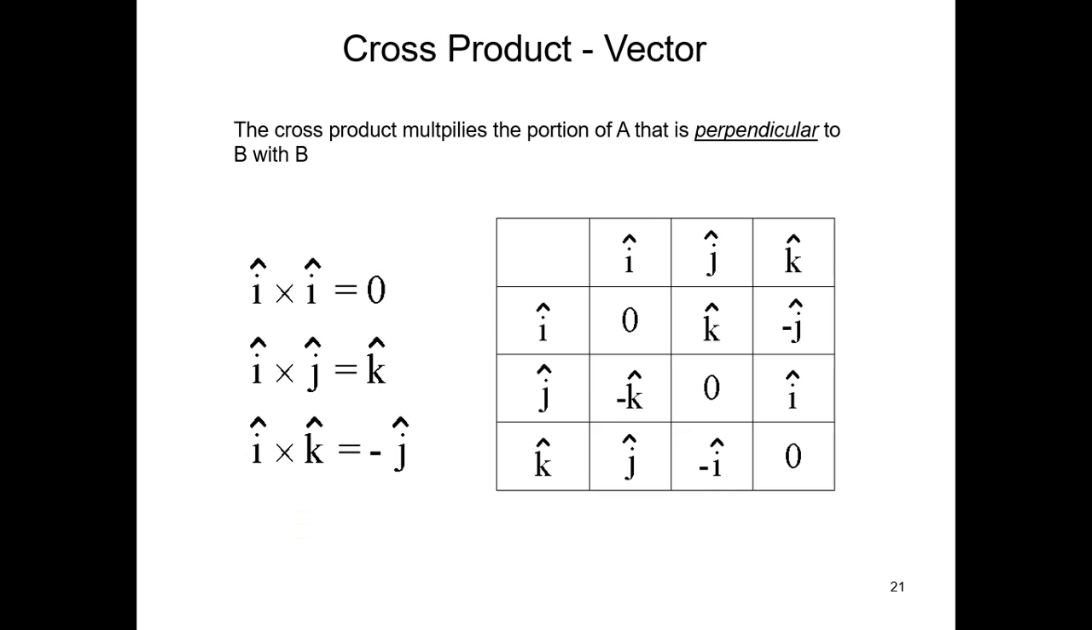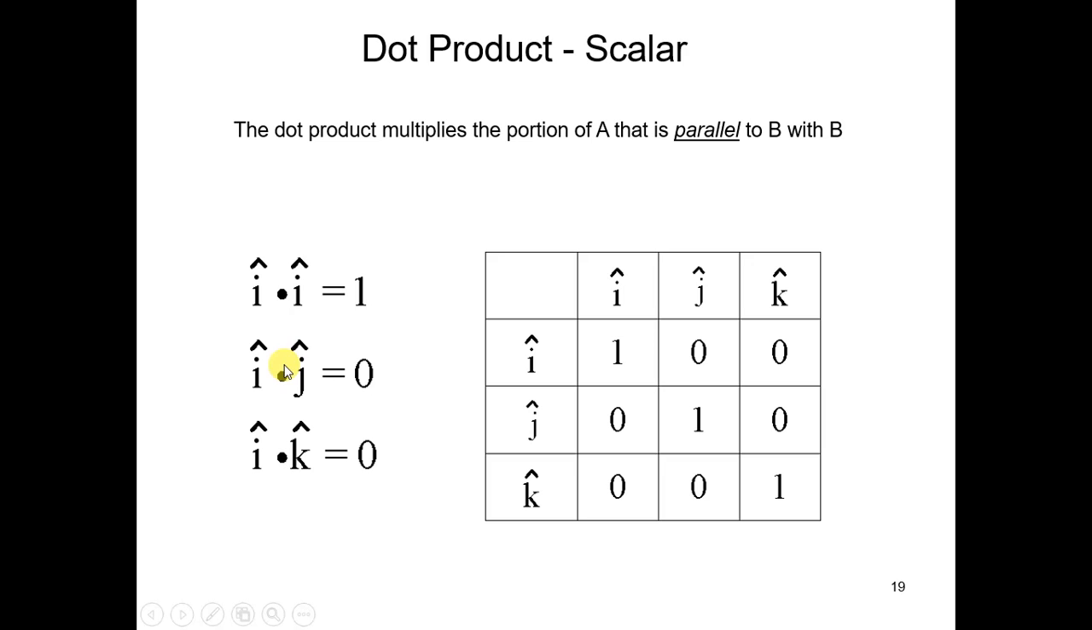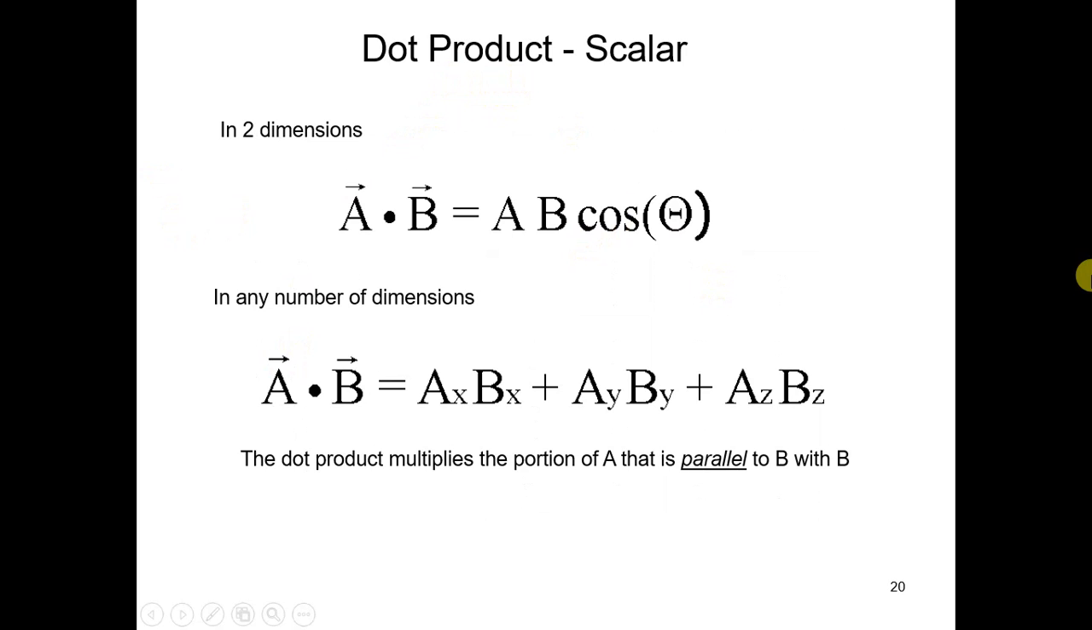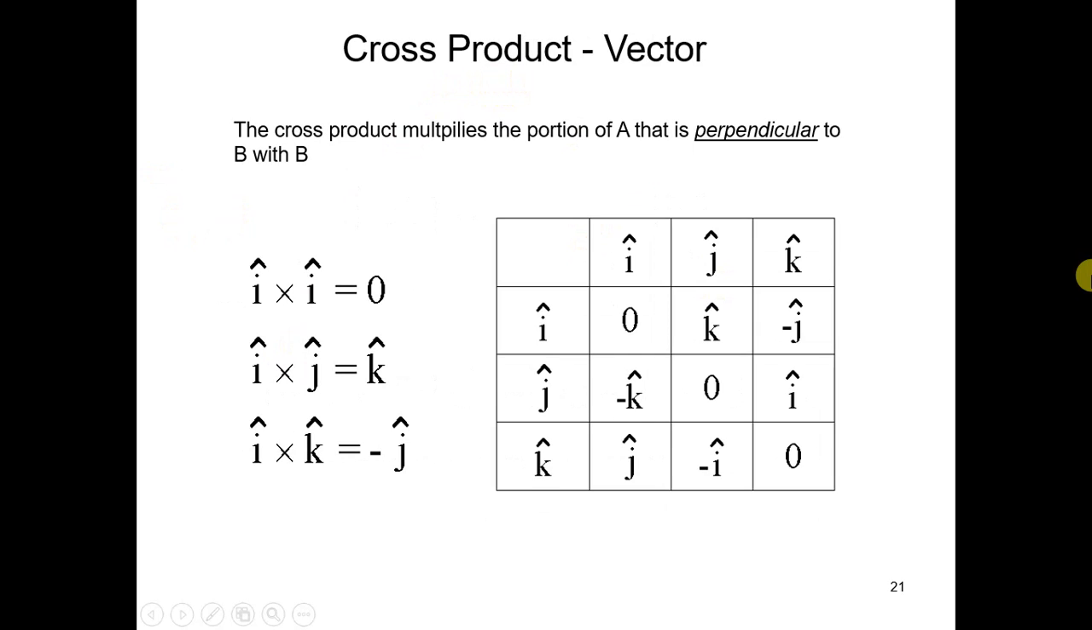Cross product means there are different things. See here, this is our cross symbol. So what is the difference between them? Whenever we do the dot product, we get a scalar quantity, and whenever we do the cross product, we get a vector quantity. So the cross product multiplies the portion of A that is perpendicular to B with B. So i cross i is equal to 0. It means for the same direction, the cross product is equal to 0.